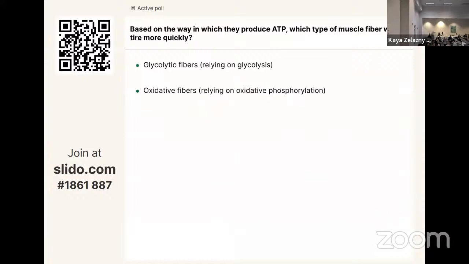All right. So our next topic that we're going to link in with this are those methods of ATP generation in different muscle fiber types. So we're going to see that we have glycolytic fibers. They mainly do glycolysis. We're going to have oxidative fibers. They mainly do oxidative phosphorylation. I want you to guess or predict which of these is going to get tired faster. Where are we going to have faster fatigue in a muscle fiber? If we're relying on glycolysis, or if we're relying on oxidative phosphorylation.